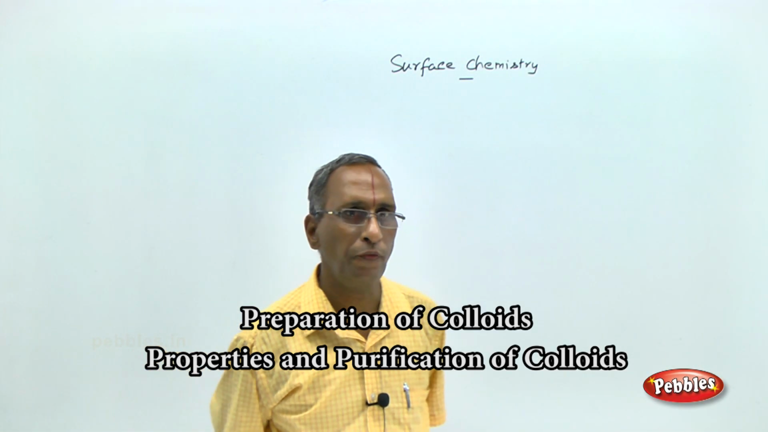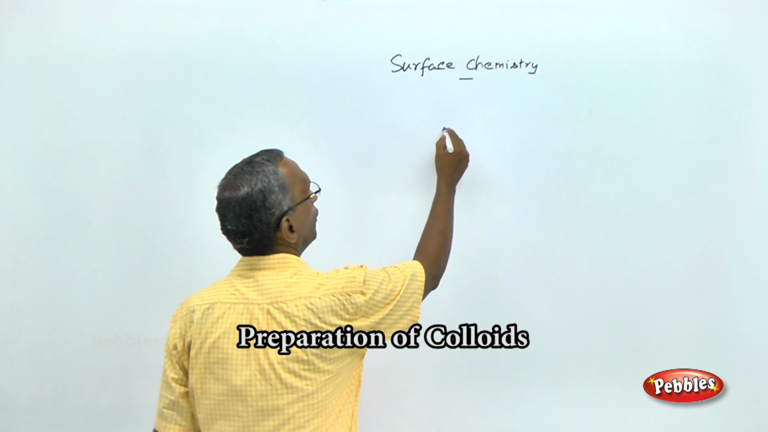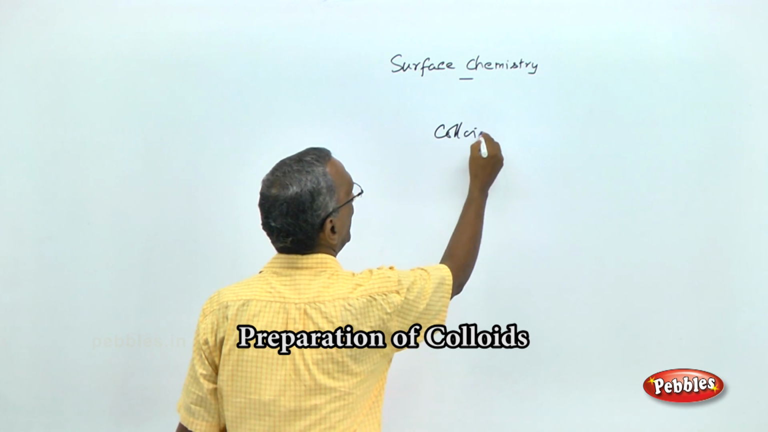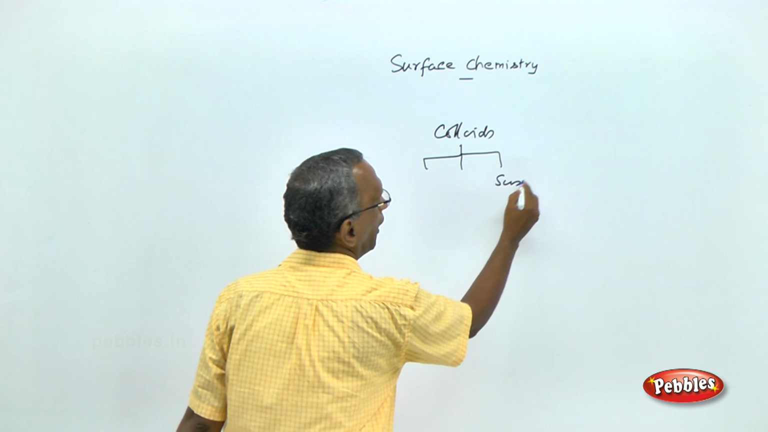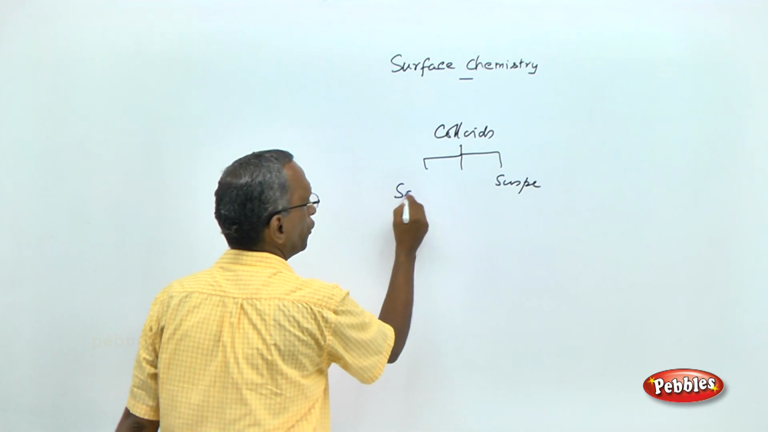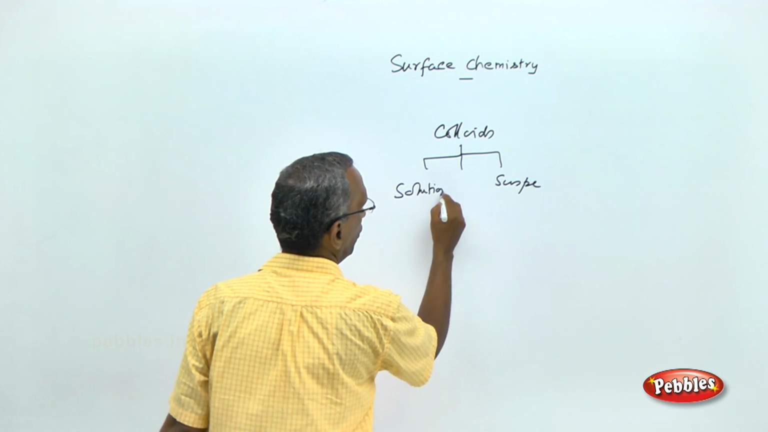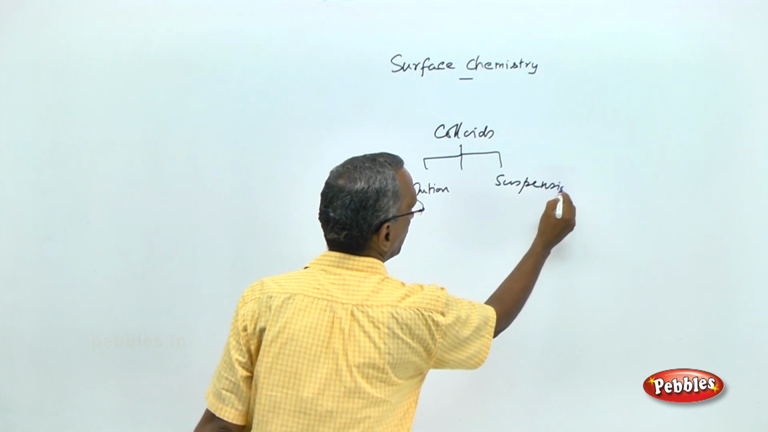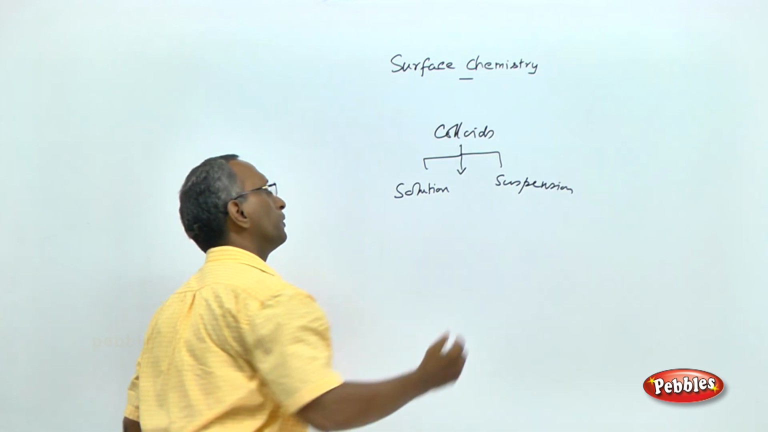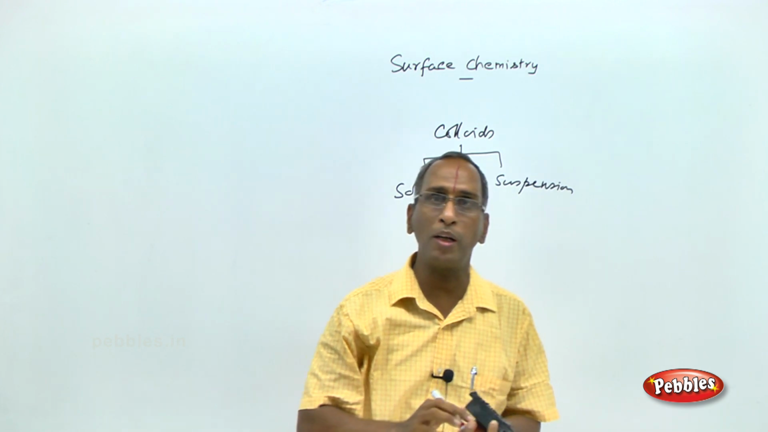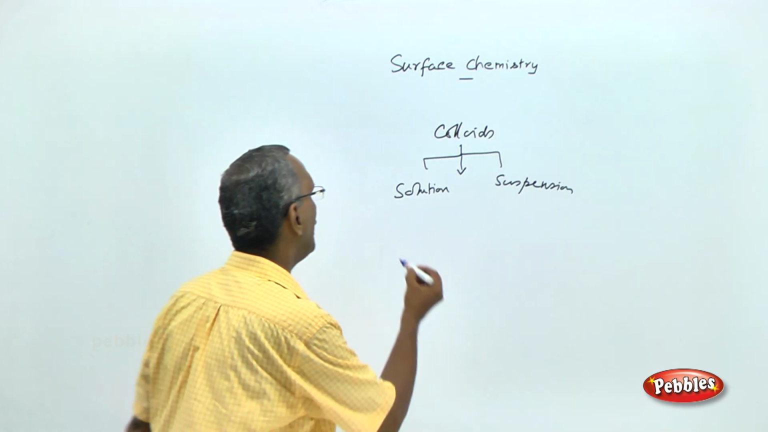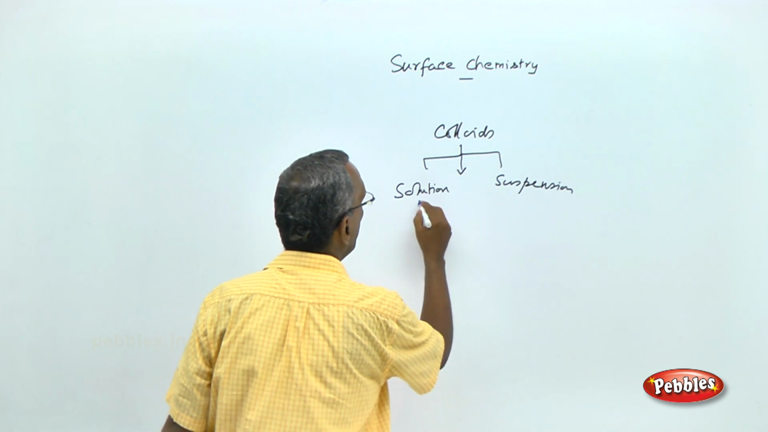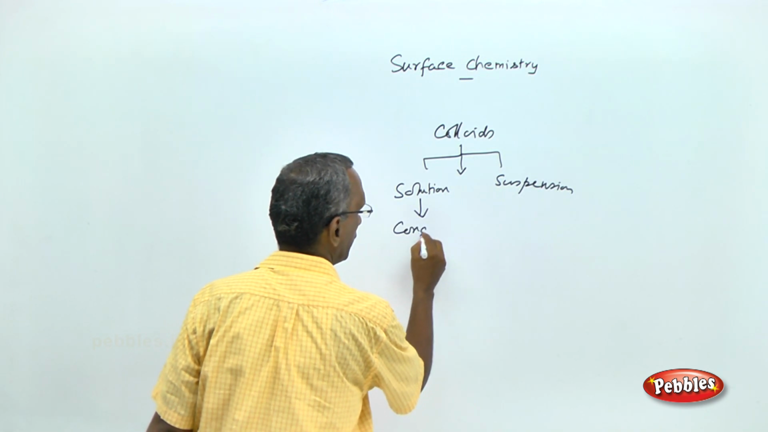Now, in surface chemistry, we will see about the preparation of colloids. We are aware that colloids are the intermediates between heavier suspensions and lighter solutions. So, lighter solutions, heavier medium suspension, and the intermediate medium is your colloids. Colloids can be prepared either by dispersion methods or by condensation methods.